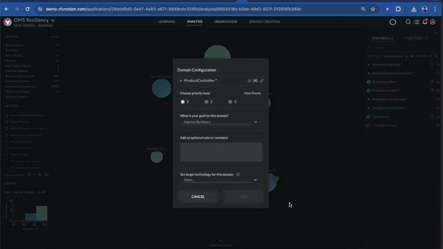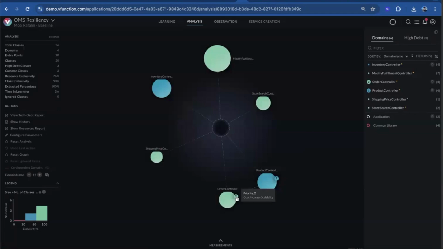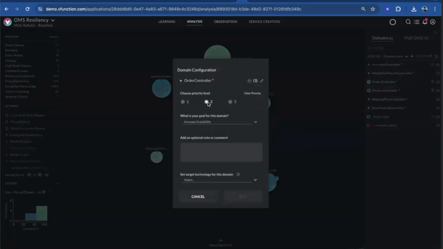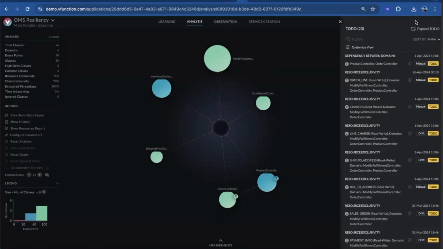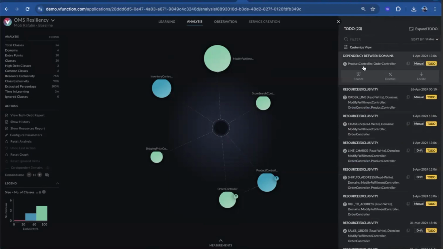We can set the ordering domain as having second priority with scalability as its primary business goal. Just from the visualization of the architecture, we can see a dependency between the product and the ordering domains. Such dependency impacts resiliency. If we look at the to-do list, we see that indeed this domain dependency comes as prioritized at the top of the list.